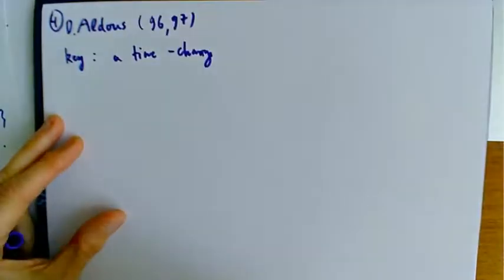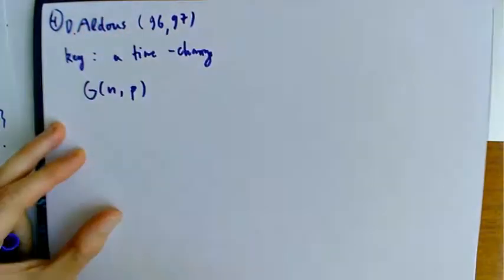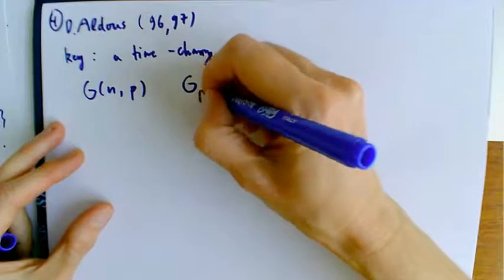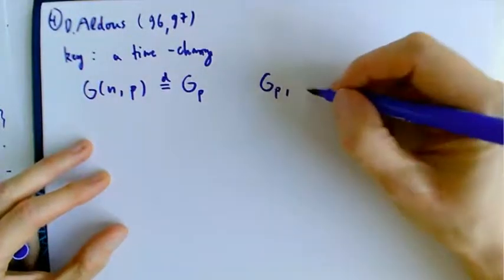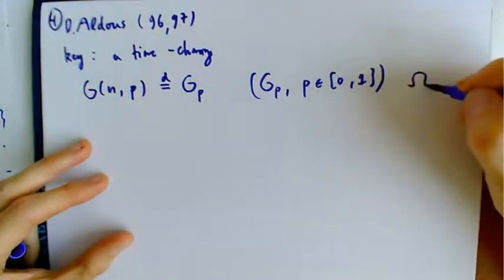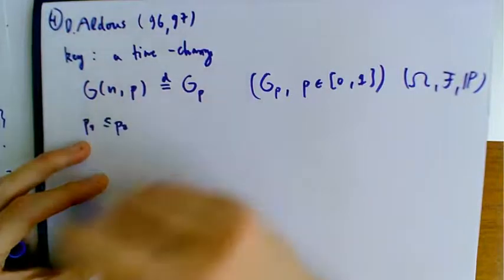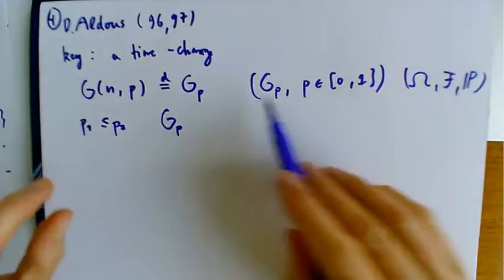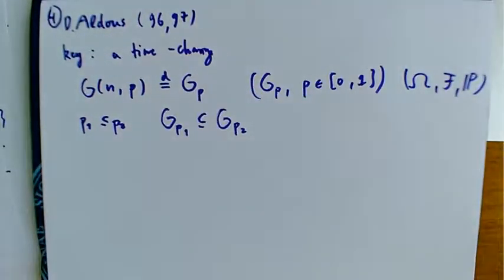But okay, before that, I already mentioned percolation. So it is clear that you can realize them on the same probability space. So you have G and P. Let's call this graph GP, a random graph distributed according to G(n,p). And you can clearly construct all of them together on the same probability space. So you have some omega, F, P, so that if P1 is less than or equal to P2, then, as graphs, n is fixed, so P is a variable here, GP1 will be a subgraph of GP2. I hope that this is clear.